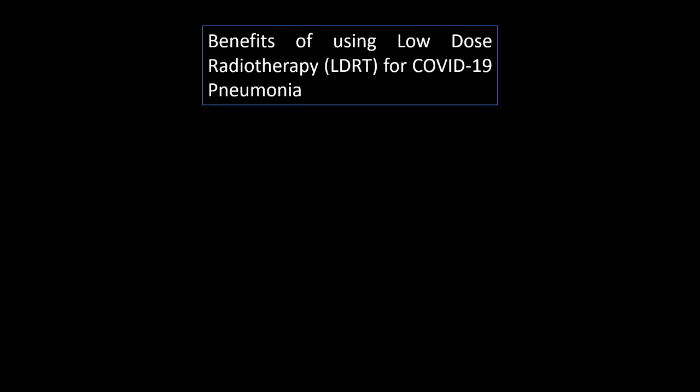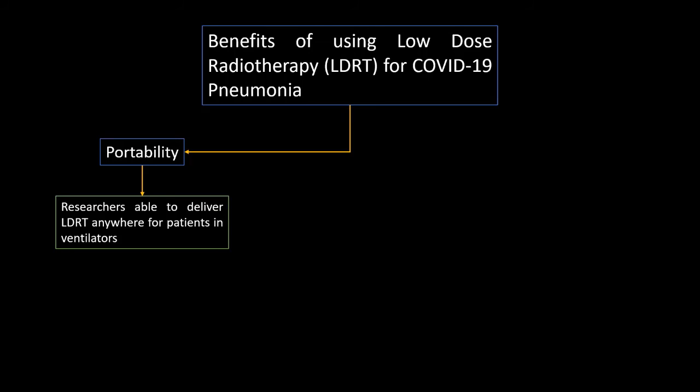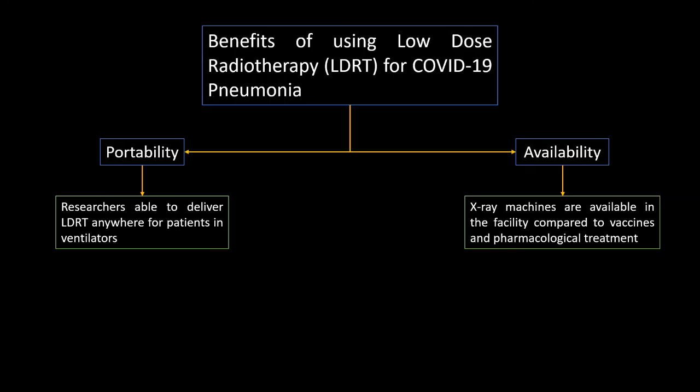There are potential benefits of using low-dose radiotherapy for COVID-19 pneumonia. Firstly, the portability of X-ray machines in hospitals allows researchers to deliver low-dose radiotherapy without difficulty anywhere, such as in an isolation room or in the ICU for patients on ventilators. Next, X-ray machines are readily available in most clinical settings compared to vaccines and pharmacological treatment that are dependent on stock production and distribution from manufacturers.